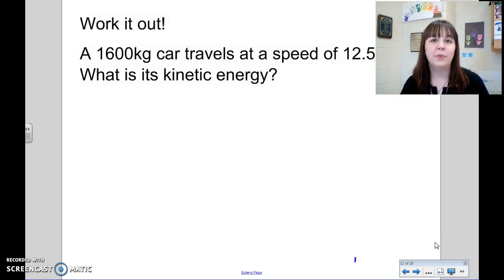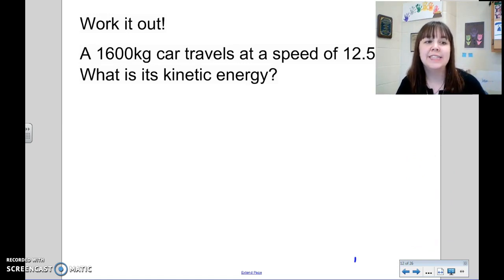So try this one. Underneath my picture here is supposed to be meters per second. We've got a 1,600 kilogram car traveling at a speed of 12.5 meters per second. How much kinetic energy does it have? Use the formula you just wrote down. Try it. Tomorrow in class we'll go over it and see if you're correct.